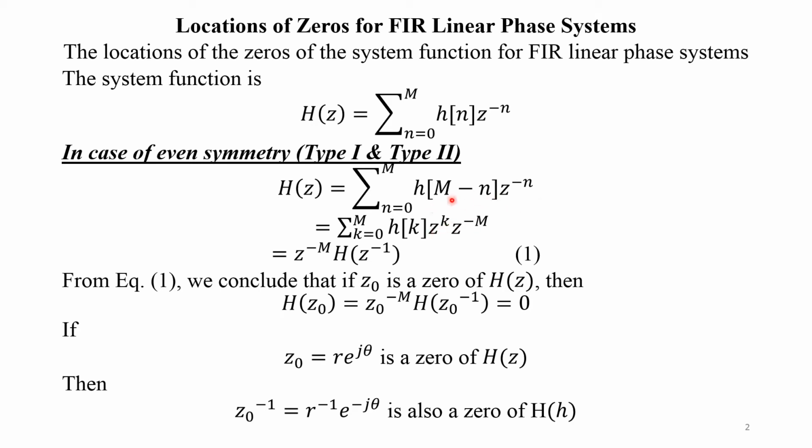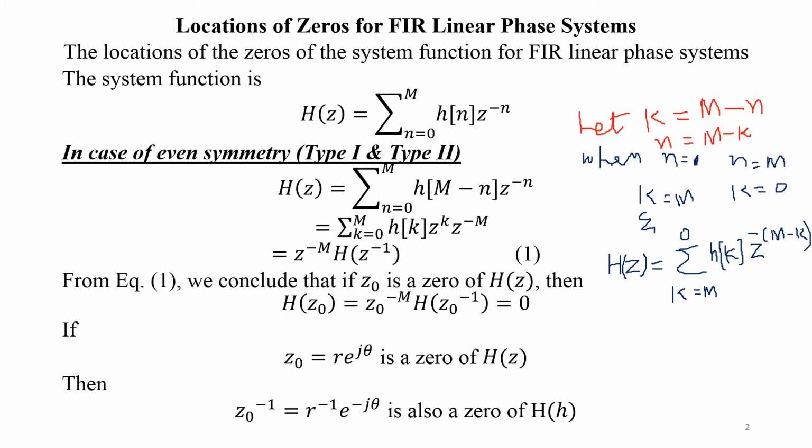Now this is equal to the summation, k running from 0 up to M, of h of k, z to the power k, z to the power minus M. You understand that we have changed the variable of summation, which results in this expression. Let me show how you get this expression from the previous one.